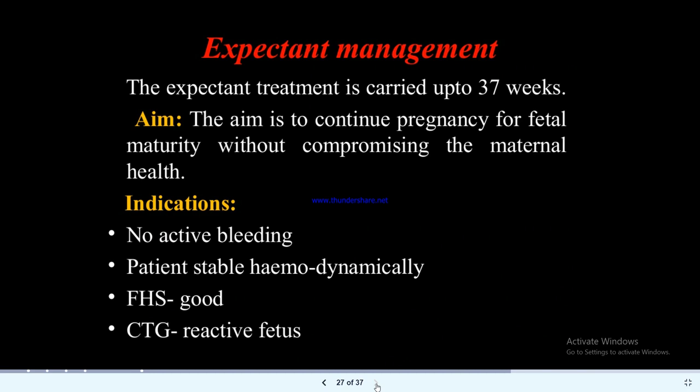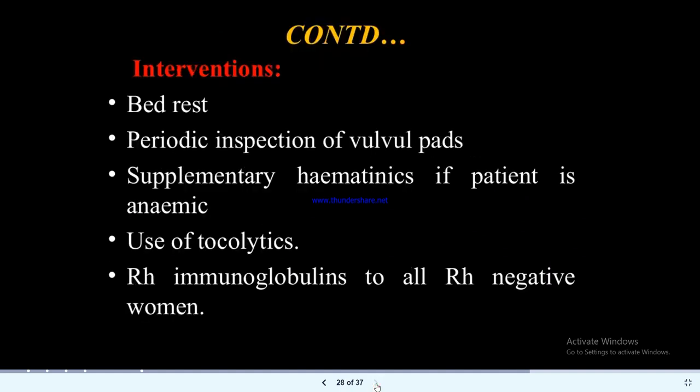In expectant management, the expectant treatment is carried up to 37 weeks. The aim is to continue pregnancy for fetal maturity without compromising maternal health. Indications: no active bleeding, patient stable hemodynamically, fetal heart sounds are good, CTG reactive. Interventions: bed rest, periodic inspection of the vulval pads, supplementary hematinics if the patient is anemic, use of tocolysis.